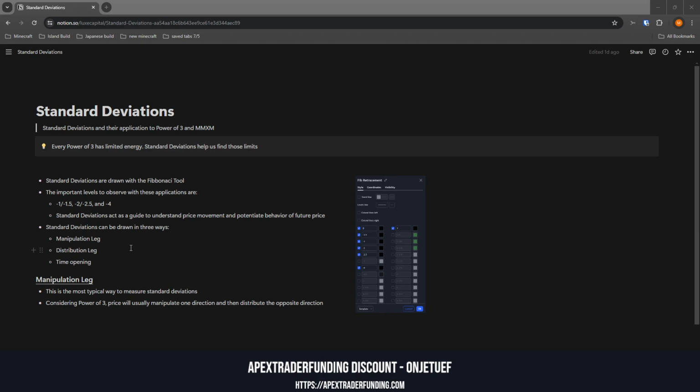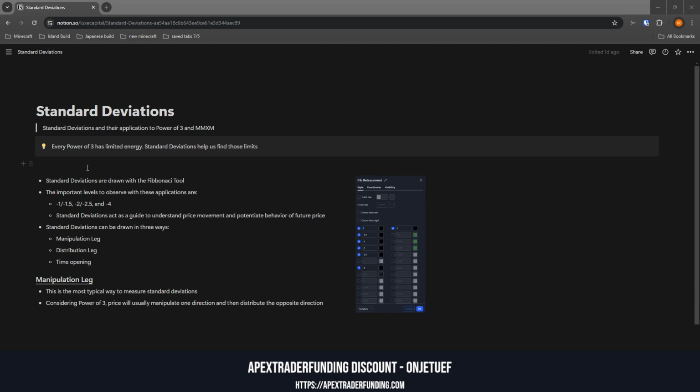But anyways, I got to at least give you some details on what standard deviation is and how to use it. So I made a couple of brief notes at least. Standard deviations and their applications to power of three and market maker models. The logic behind using it for power of three and market maker models are a little bit different. So I'll talk about that if I remember. I hope I remember.